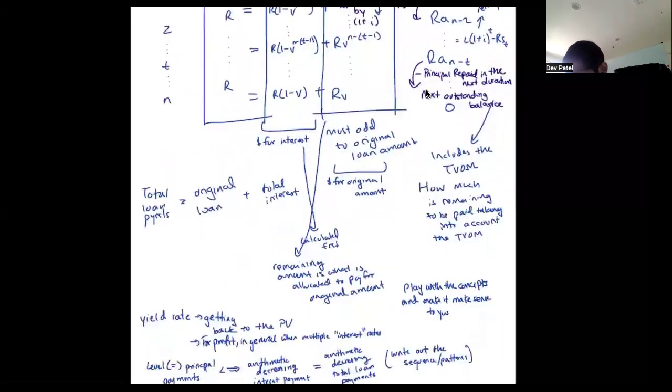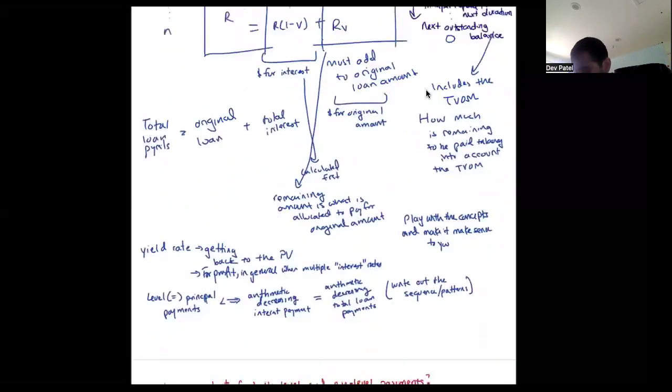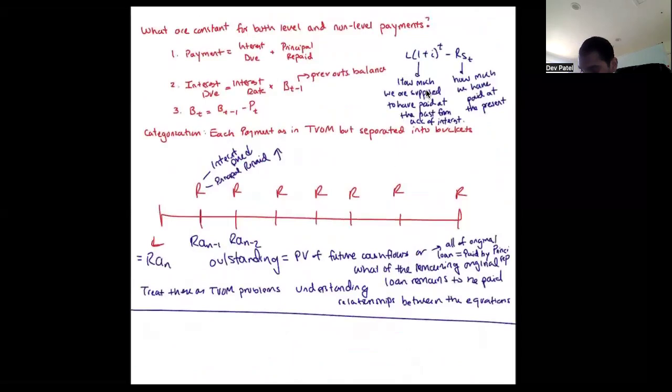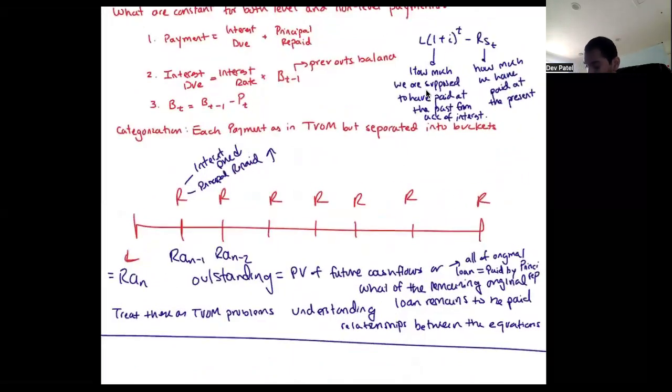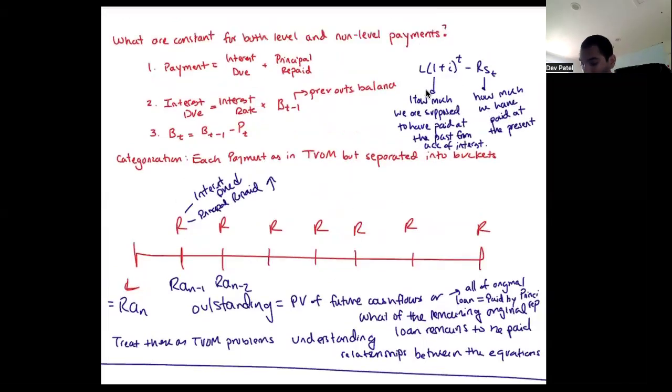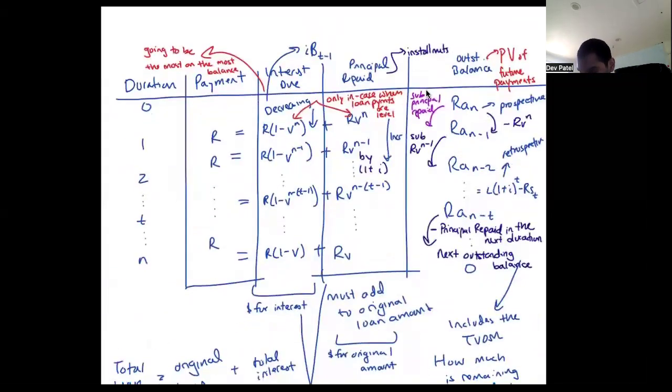So those are two ways you can think about outstanding balance. One is the present value of the future payments, or you can think of it as the remaining loan that still needs to be repaid. And so we have pretty much four main sections: payment, interest due, principal repaid, and outstanding balance. The outstanding balance initially is always going to be R a-angle-n, the simple annuity concept, an immediate annuity.